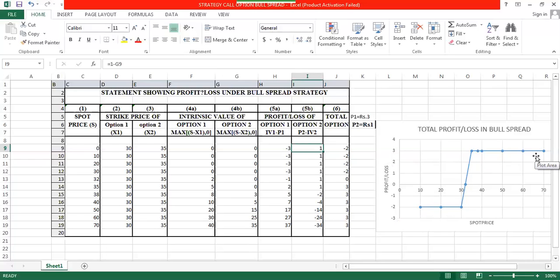Here the strategy is not very risky because you will not make a huge loss, but you can make a guaranteed profit if the market rises above X2. That's all for this bull spread. In the next lecture, we will start on the bear spread, which is just the opposite of this one. With that, we are ending this particular lecture for today.